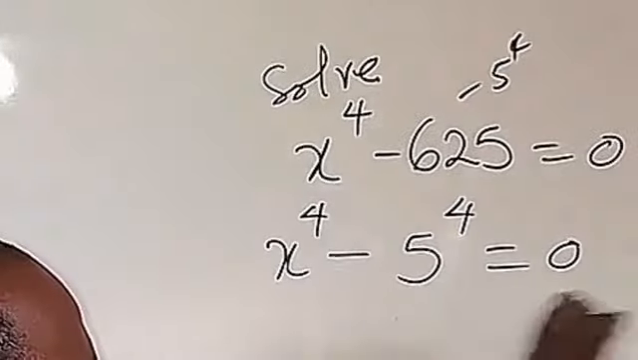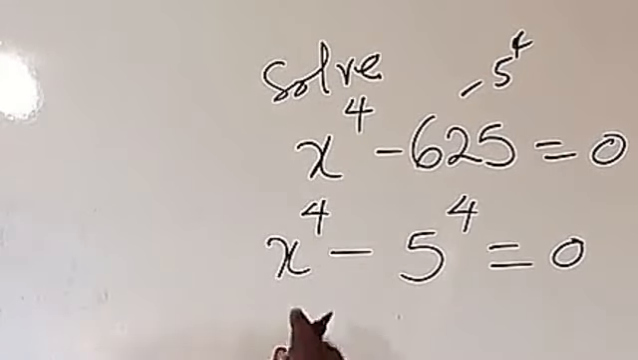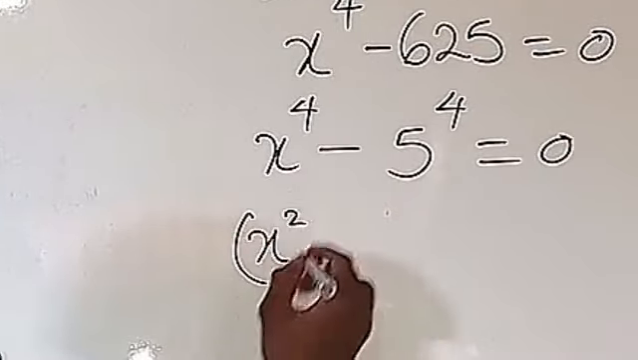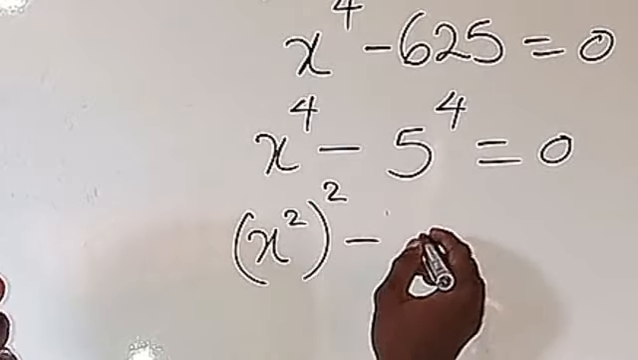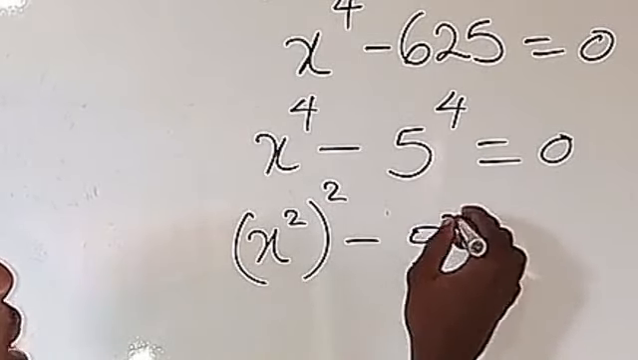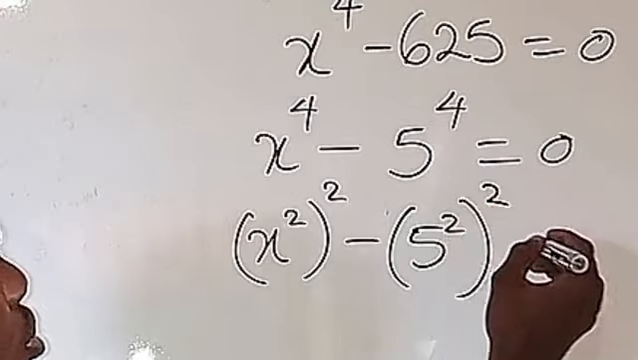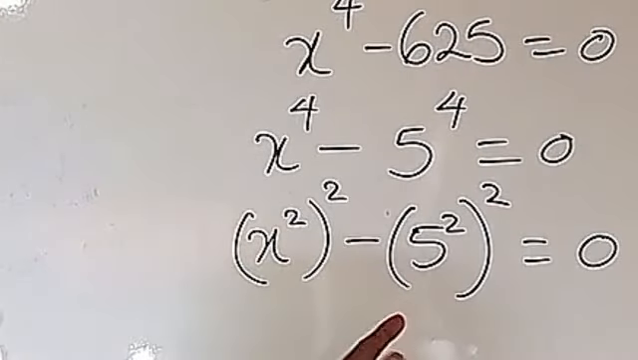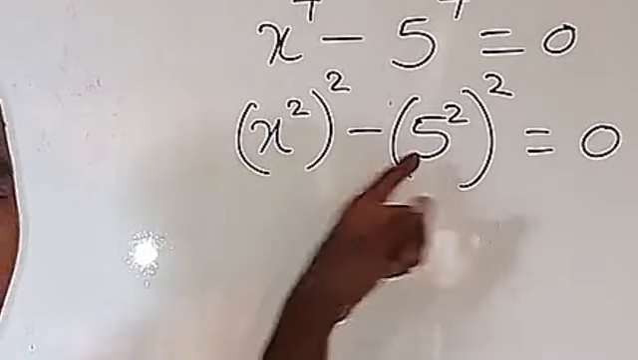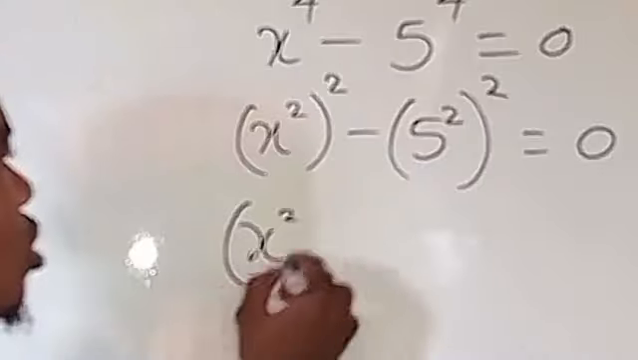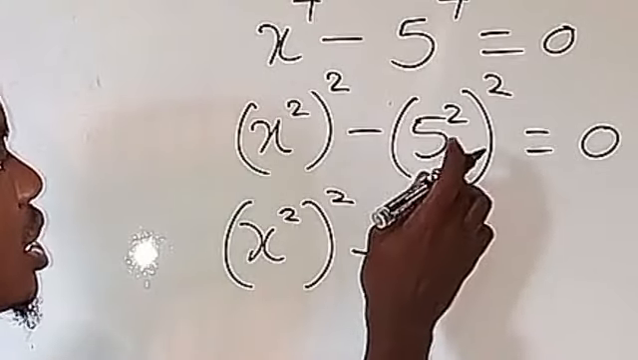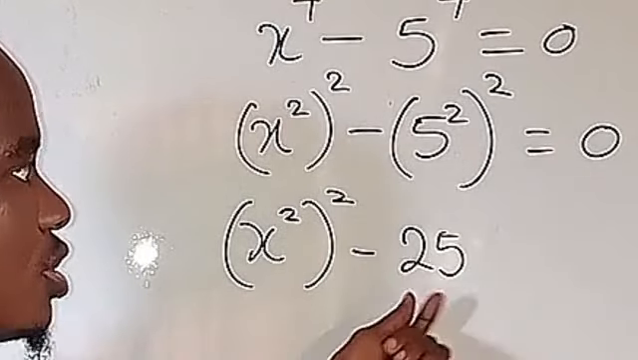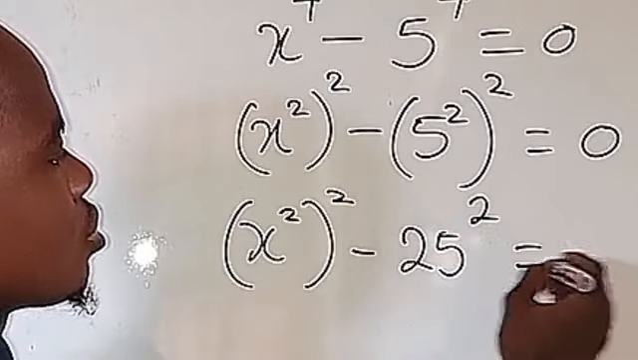So now from here, I can rewrite this as x to the power of 2, all to the power of 2, minus 5 to the power of 2, then to the power of 2, equals 0. Now I can simplify this one further by having (x squared) all to the power of 2 minus, this 5 raised to the power of 2 can be written as 25, so 25 to the power of 2 equals 0.